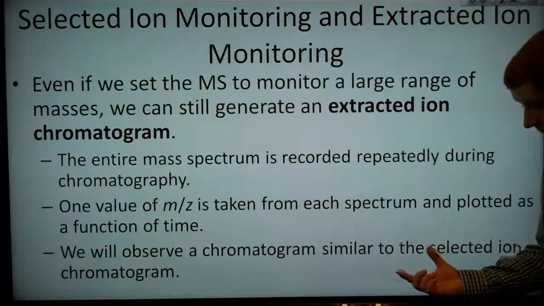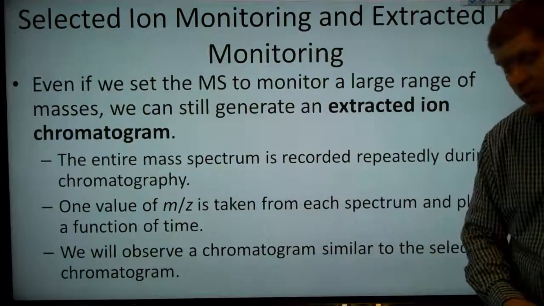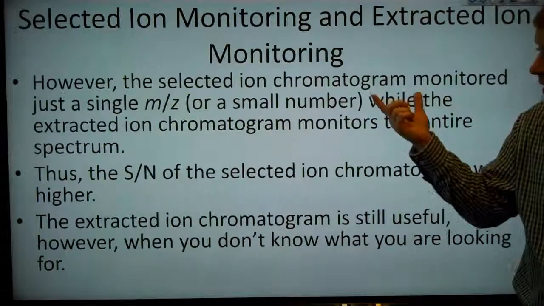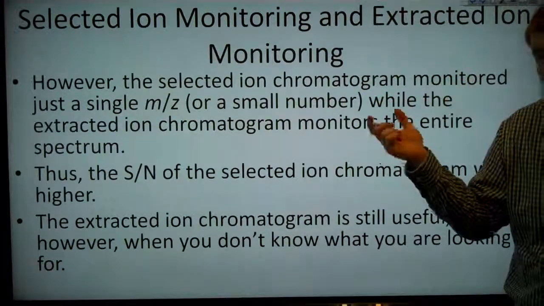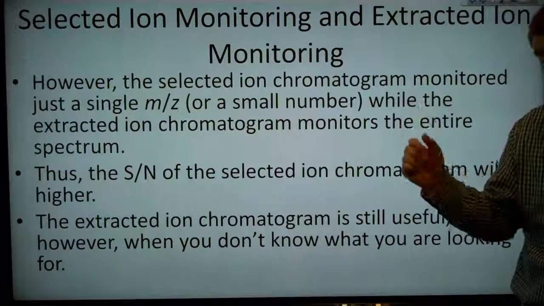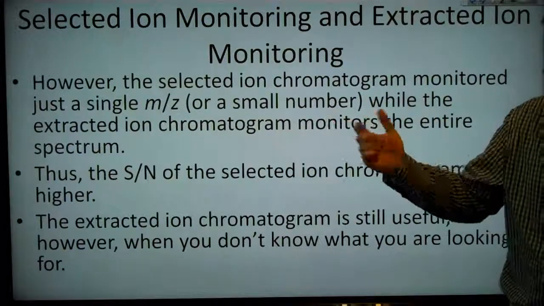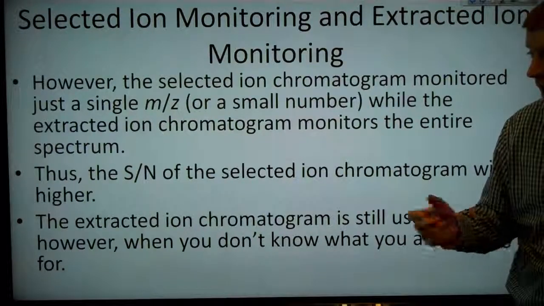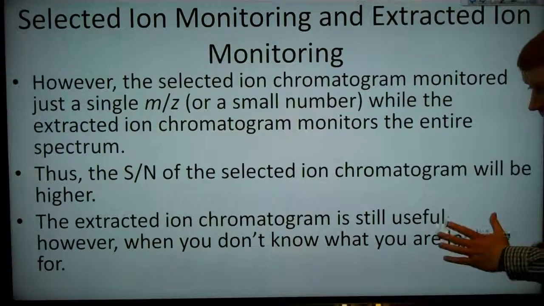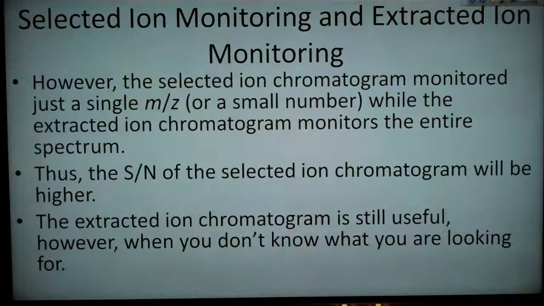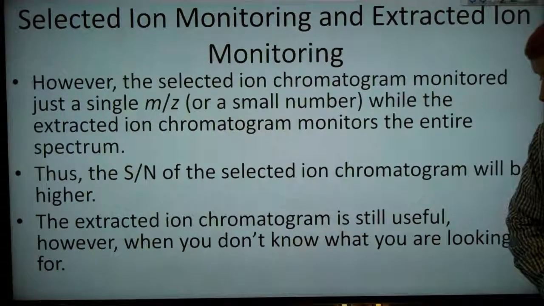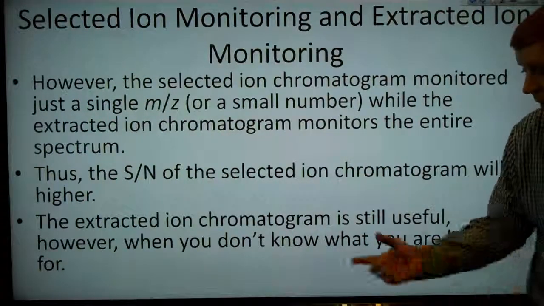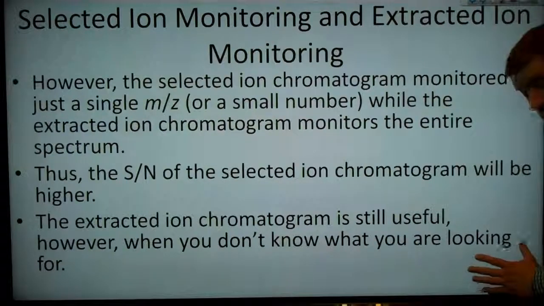And we will observe a chromatogram similar to the selected ion chromatogram, but that selected ion chromatogram monitored just a single mass to charge ratio, or a small number of them, while the extracted ion chromatogram monitors the entire spectrum. And thus, the signal to noise ratio of the selected ion chromatogram will be higher. The extracted ion chromatogram is still useful to us, however, when we don't know what we're looking for.